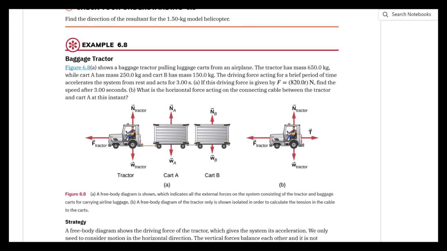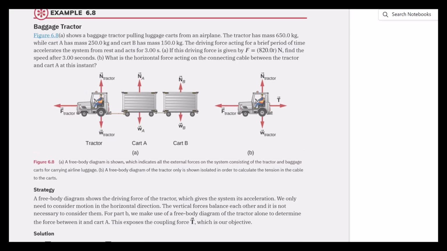Baggage tractor pulling luggage carts. Hot potatoes. How excited am I? Okay. What's going on here? The tractor has a mass, and then cart A has a mass and cart B. I'm just going to label these real quick. So this one is 650, and then cart A is 250, and this is 150. The driving force accelerates it from rest in x for 30 seconds, and the driving force is given by this. Okay, find the speed after 3 seconds.